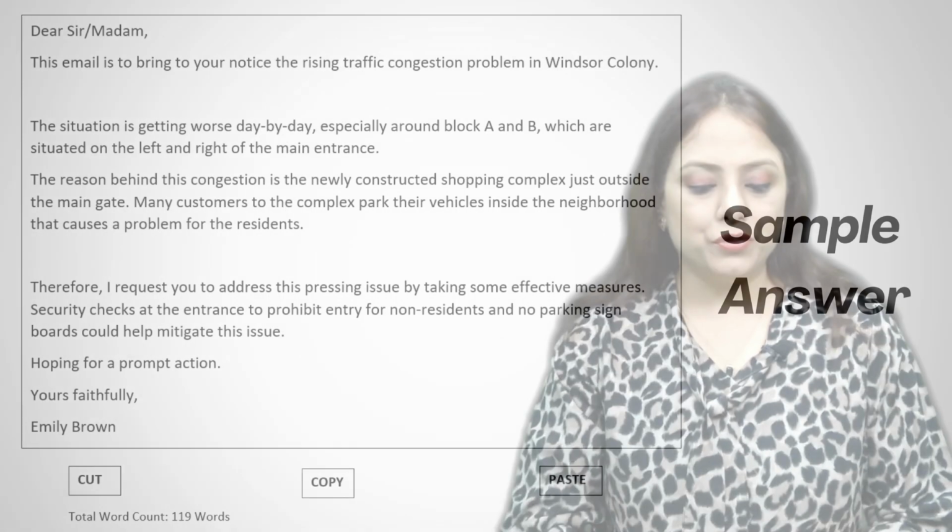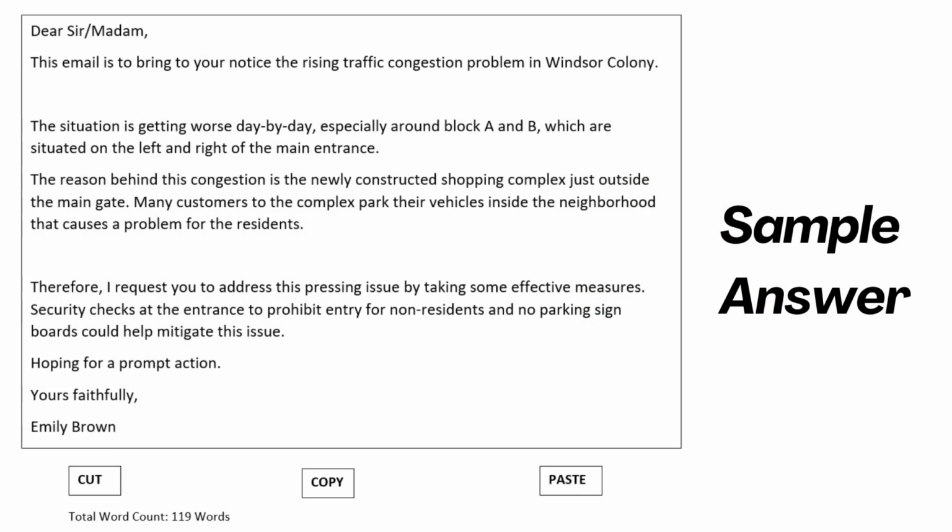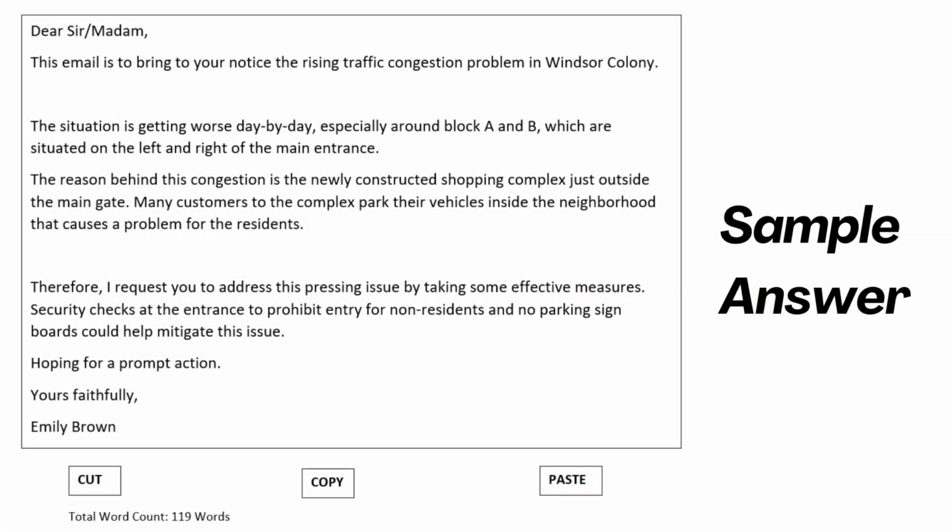Now let's see the sample answer. It's there in front of you on the screen. Dear Sir/Ma'am, this email is to bring to your notice the rising traffic congestion problem in Windsor Colony. So we have opened this letter by saying, Dear Sir/Ma'am, this is the opening salutation, then there is a purpose of the email, and then we have referred to all the bullet points in the subsequent paragraphs. The situation is getting worse day by day, especially around block A and B. So यहाँ पे हमने first paragraph की explanation दी है जहाँ question था location affected.